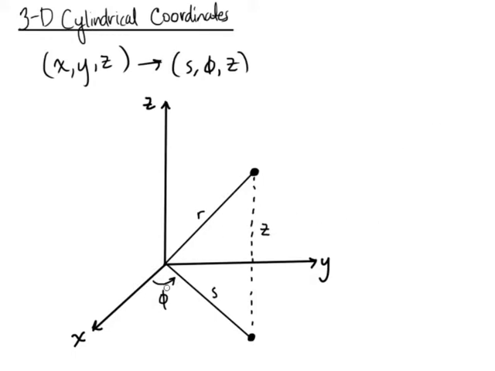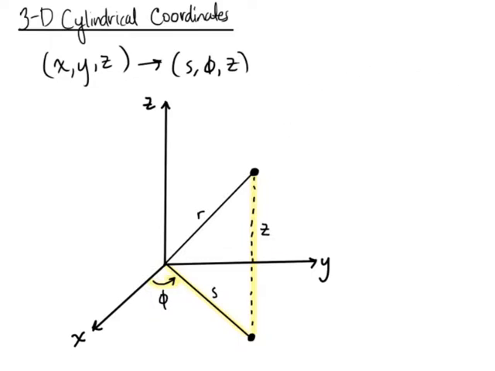So let's highlight the components here. So we have our s, which is defined as the distance from the origin to the projected point in the xy plane. We have phi, which is defined as the angle from the x-axis to s, and then we have z. And that is our cylindrical system with our cylindrical coordinates explained.